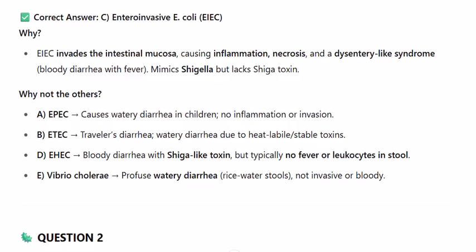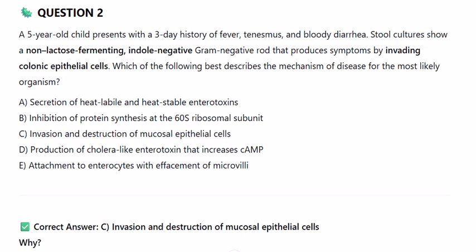Question 2. A 5-year-old child presents with a 3-day history of fever, tenesmus, and bloody diarrhea. Stool cultures show a non-lactose fermenting, indole-negative, gram-negative rod that produces symptoms by invading colonic epithelial cells. Which of the following best describes the mechanism of disease for the most likely organism?